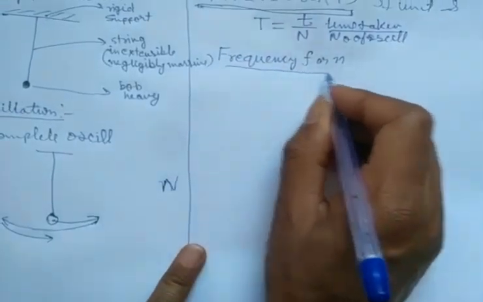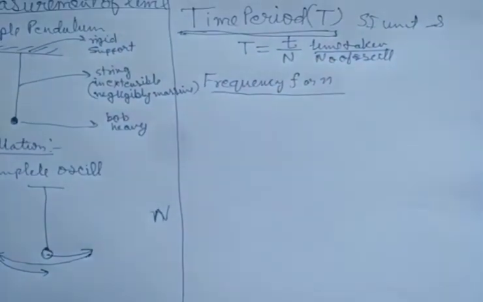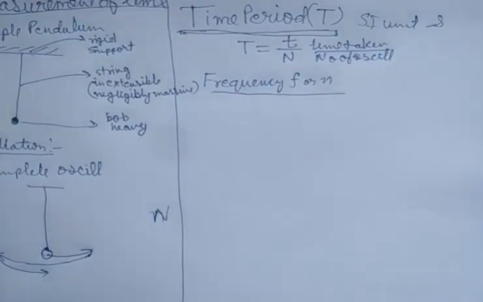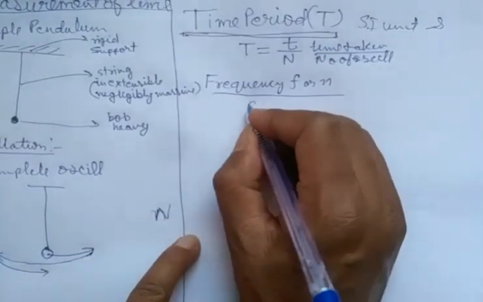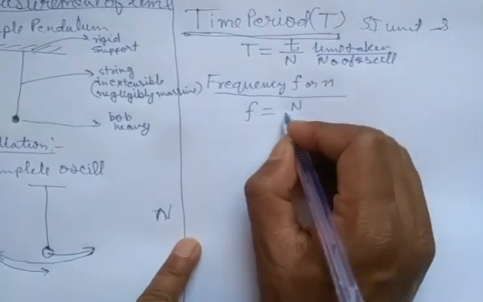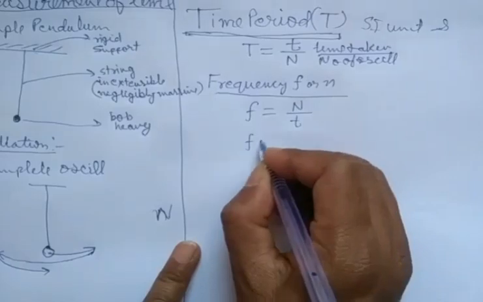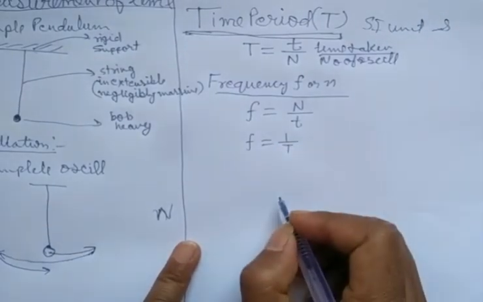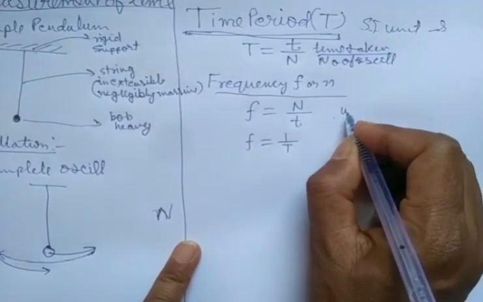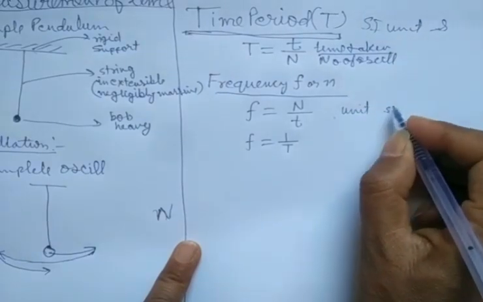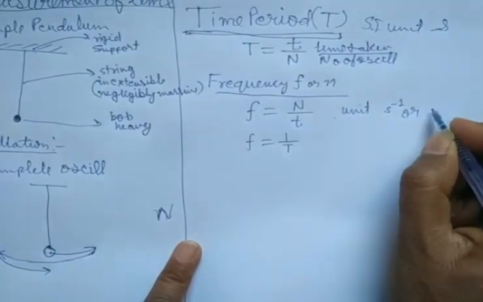Frequency. Frequency is opposite to time period. It is the number of oscillation per unit time. Frequency is number of oscillation per unit time. So clearly it is just reciprocal of time period. It has unit per second or hertz.